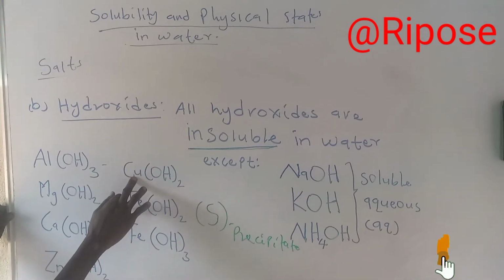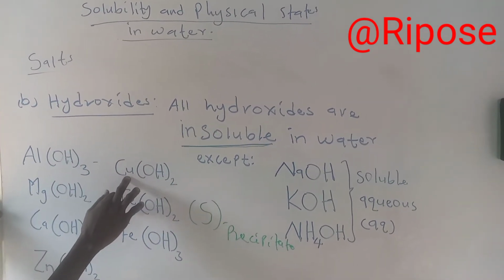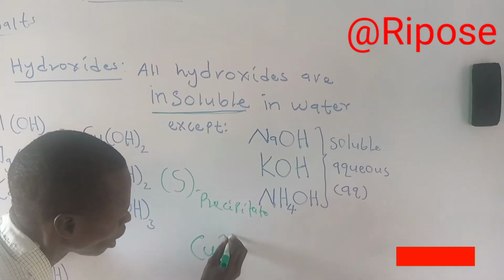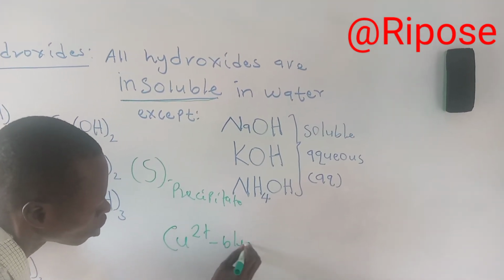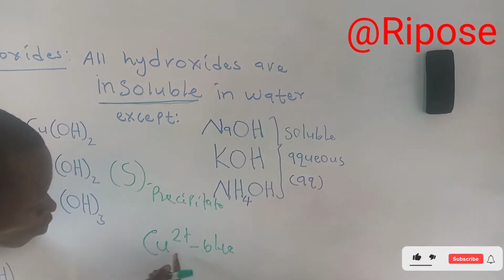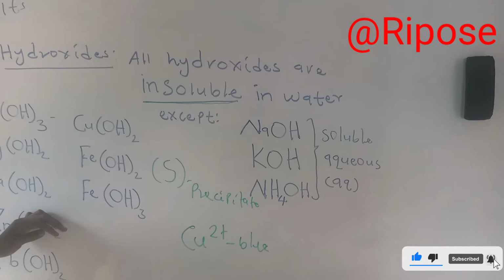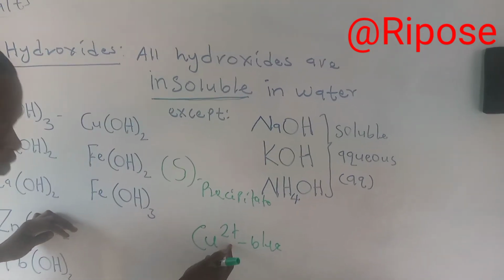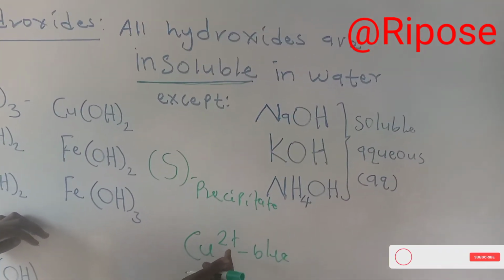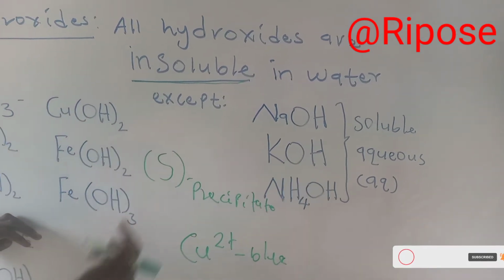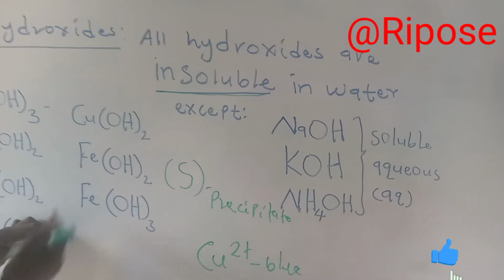Those with color, like copper: the salt of copper 2 is blue. You see, copper 2 ion is blue. A salt of copper which dissolves forms a blue solution. The other time we demonstrated this in the last video. Those that are insoluble, which do not dissolve, form a blue precipitate. That is why copper 2 hydroxide will appear as a blue precipitate, because hydroxides are insoluble.